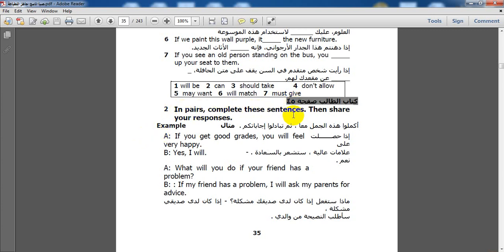Pairs, complete these sentences, then share your responses. Example: if you get good grades, you will feel very happy. Yes, yes, I will. What will you do if your friend has a problem? If my friend has a problem, I will ask my parents for advice.